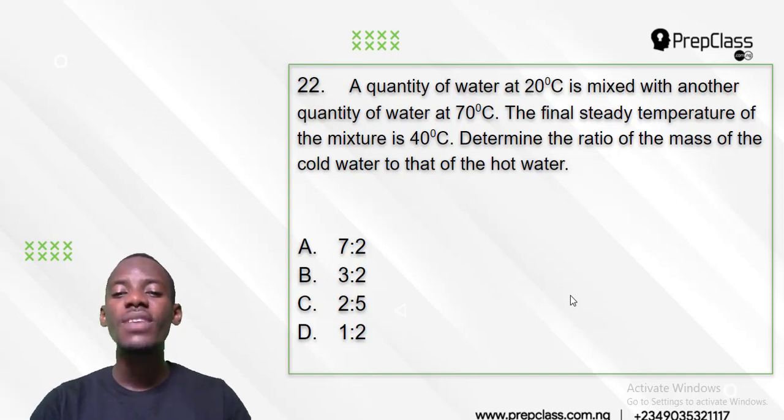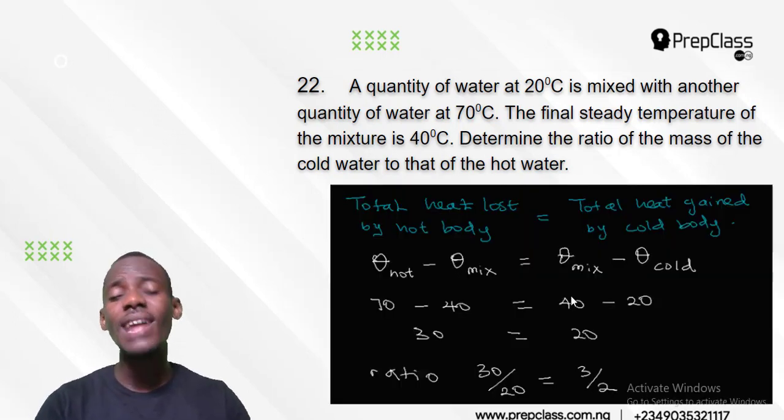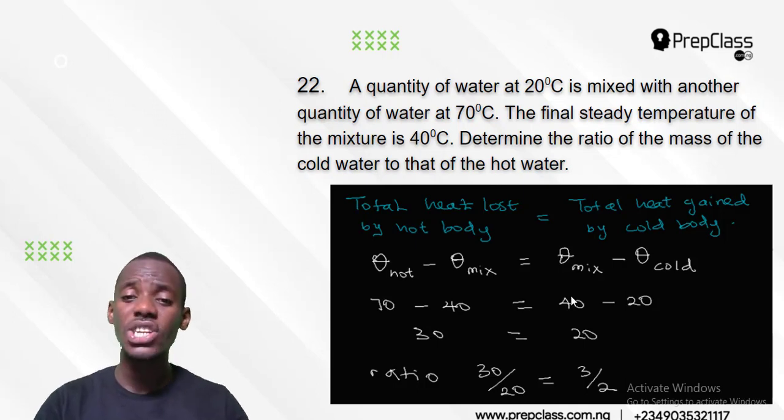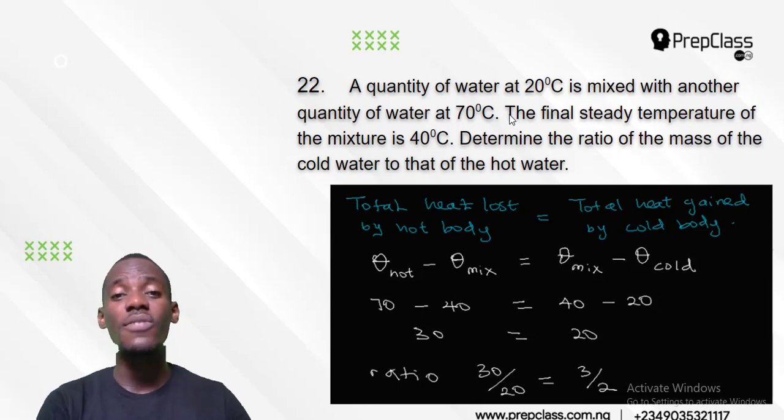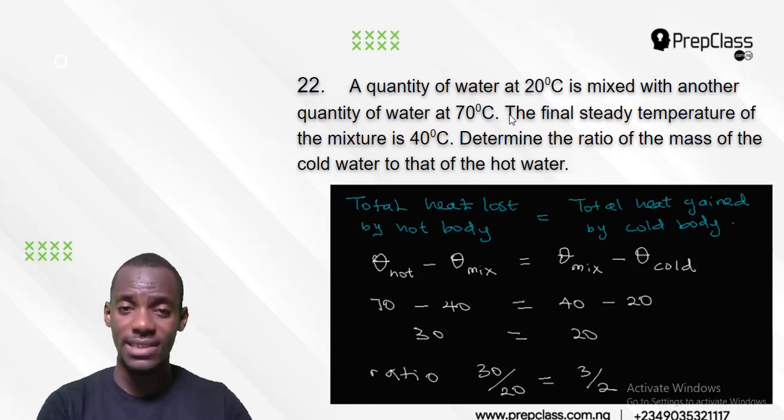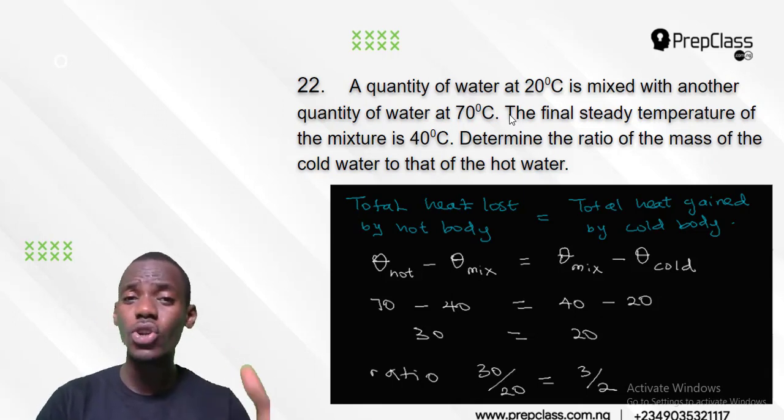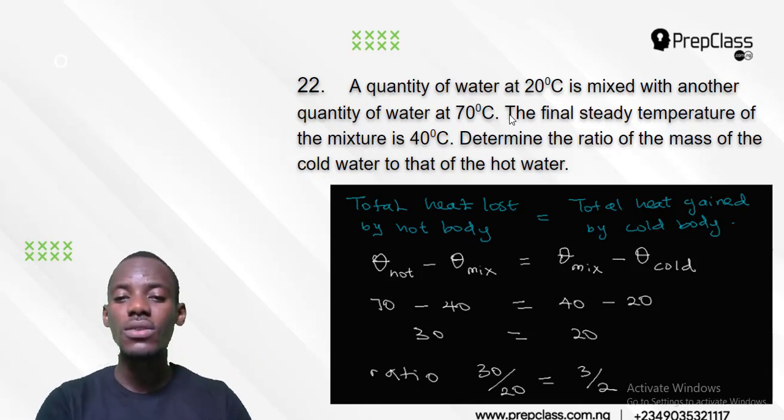Now this question is under thermal physics, and this question is heat. Any question on heat has a master formula for thermal physics. Naturally it should be mc change in theta, but there's no measure of mass here. There's no measure of c, that's specific heat capacity. It should just be change in theta. So it is temperature that is changing, and what to do is this: total heat lost by the hot body equals total heat gained by the cold body. That's the first step.